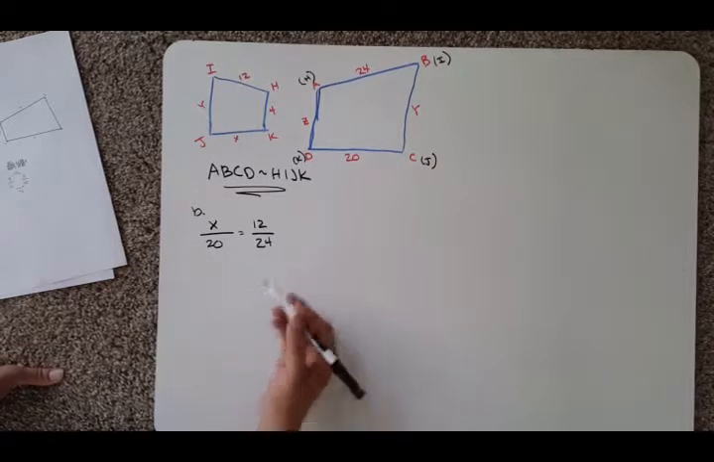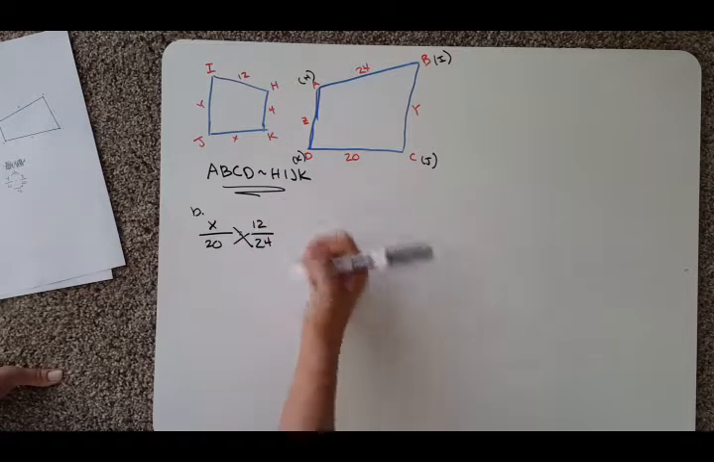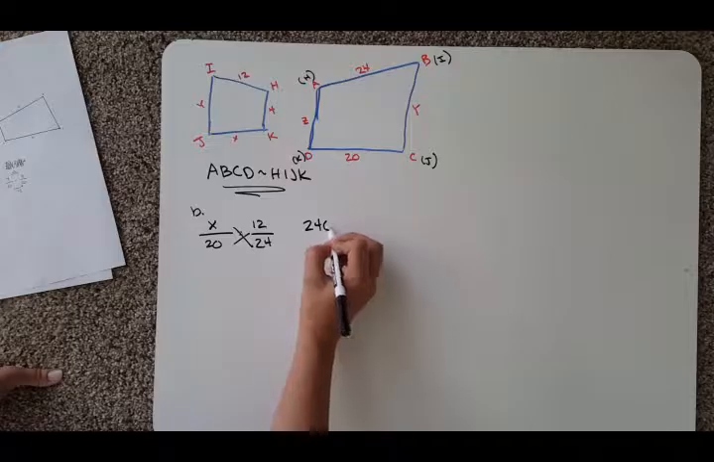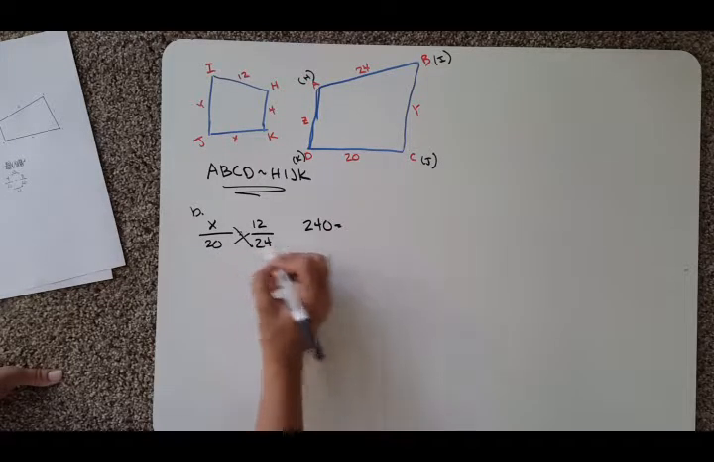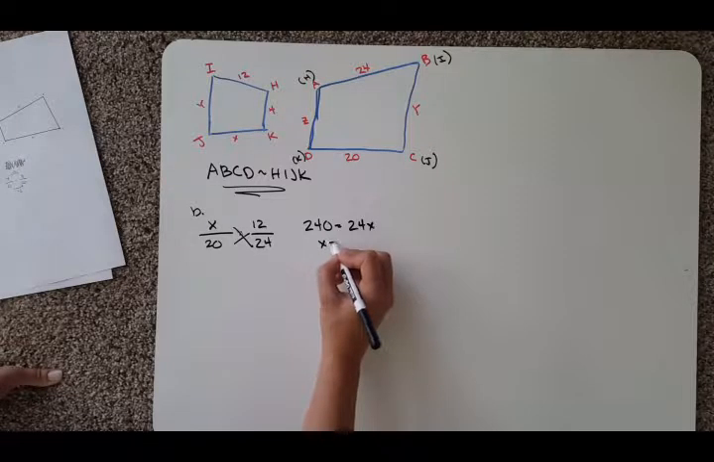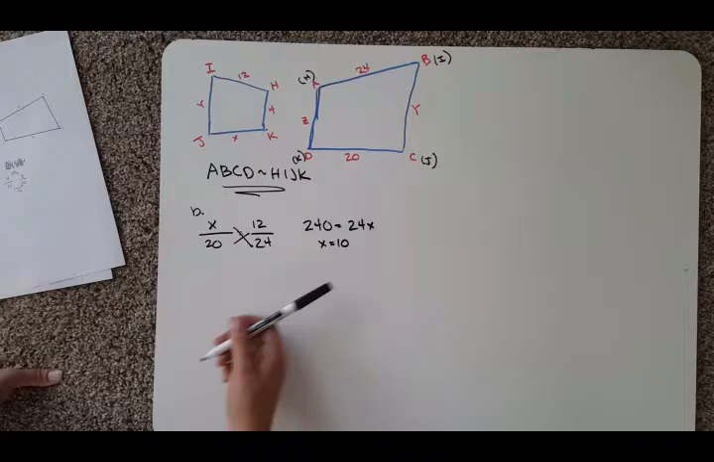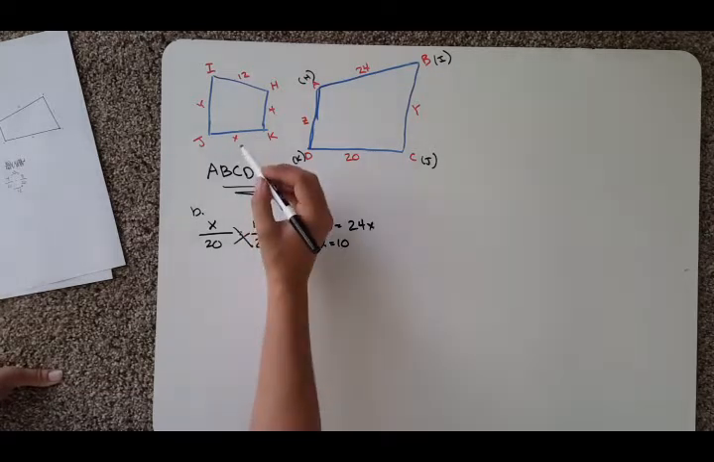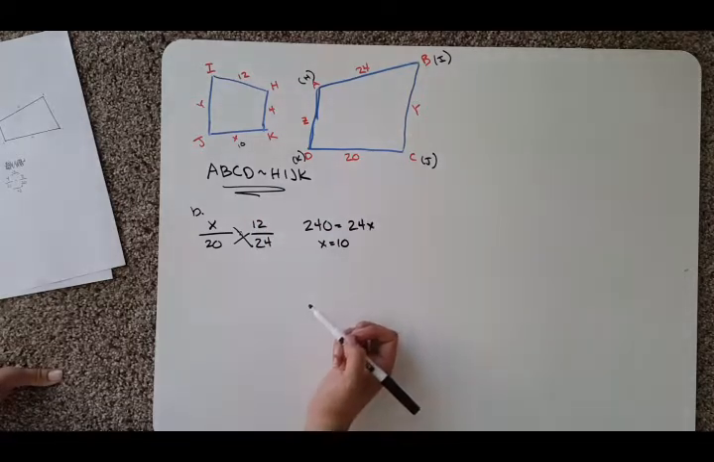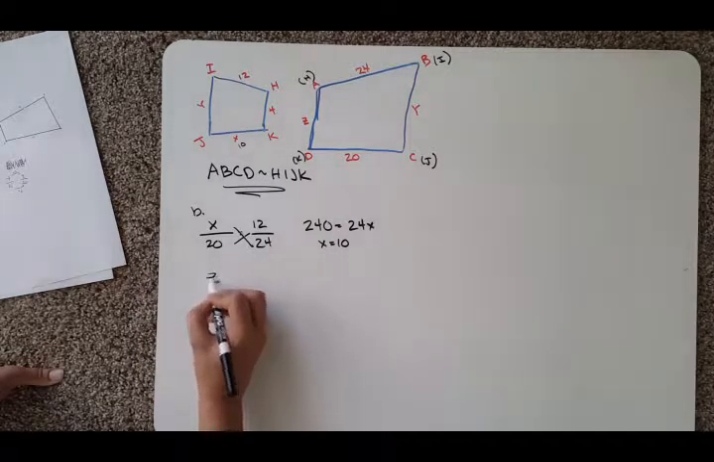And then all we have to do is do 12 times 20 and x times 24. So 12 times 20 is 240 is equal to 24x. So x equals 10. And you can plug it back in to see if that works, and it does. So then I just come over here and I write a note to myself, okay, x equals 10. All right, so now the next part of the question asked for the value of z.